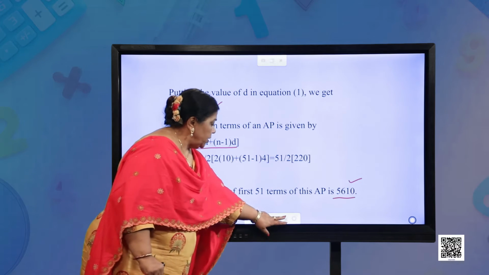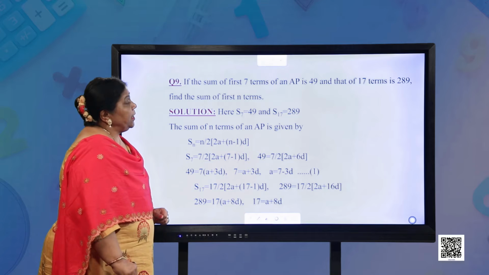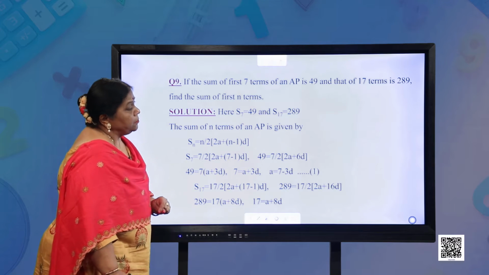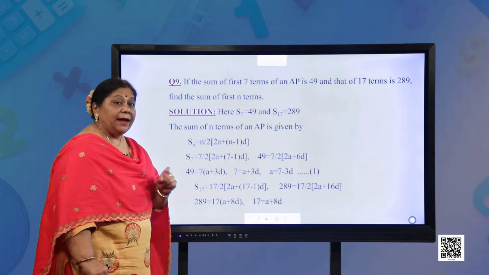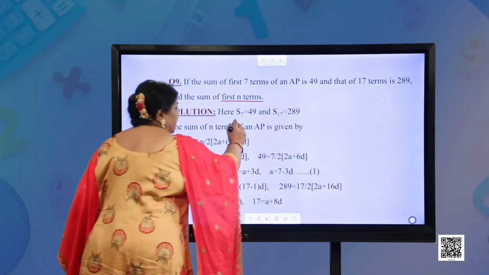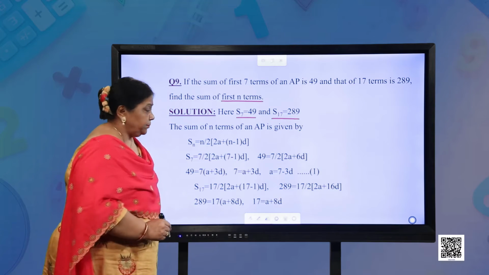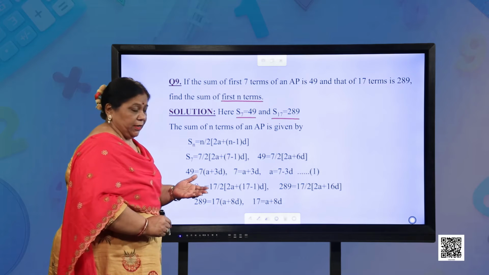Come on, let us do the next one. If the sum of first 7 terms of an AP is 49 and that of 17 terms is 289, find the sum of first n terms. Very interesting question. Here S7 is 49 and S17 is 289. With the help of the given information, we will get two equations.